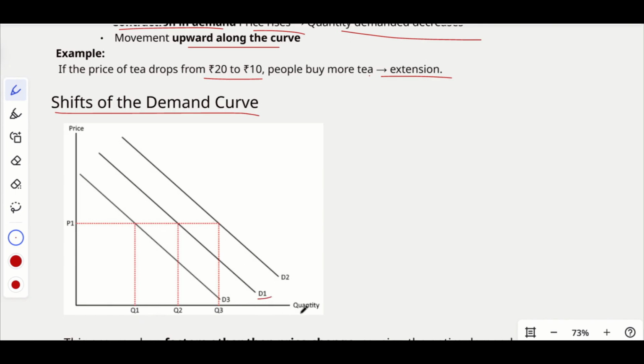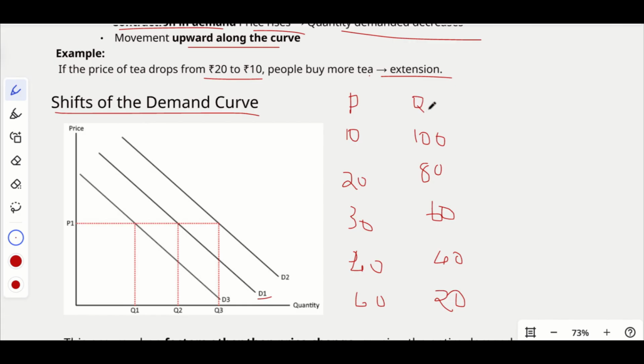Just imagine this is our initial demand. Initially, the demand schedule was like this: at a price of 10 rupees or $10, whatever it is, the demand was 100. For 20, it was 80. For 30, it's 60. For 40, it will be 40. And for 60, it will be 20. So the demand schedule was like this. This is the price and the quantity demanded.